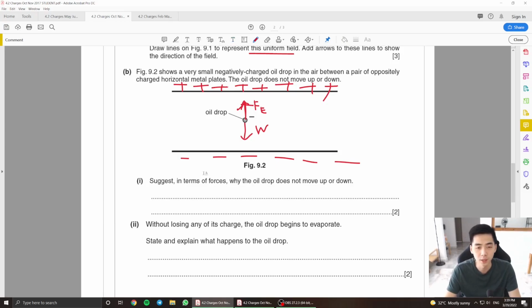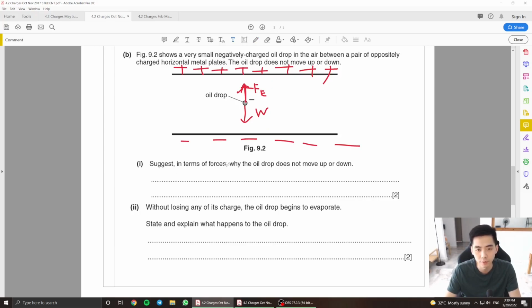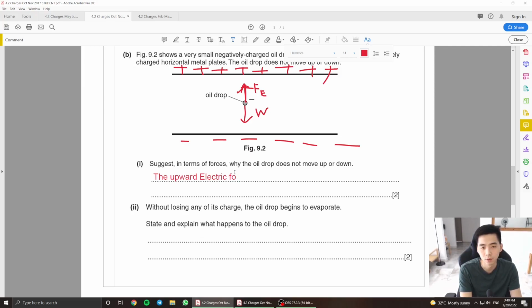So from here, if you can understand the concept, you can tackle the question. Suggest in terms of forces why the oil droplet does not move up or down, right? So in terms of forces, the upward electric force is equal to the downward force due to its weight.